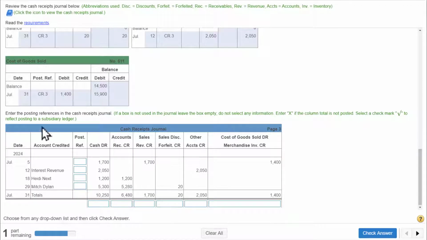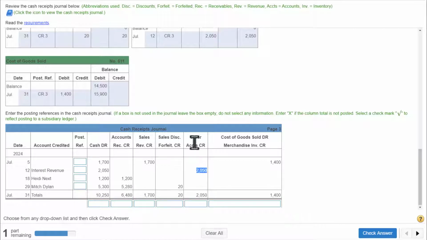All right. Enter the posting references. So here's our cash receipts journal. Now that we posted to the subledger for AR, and we posted all these totals, we need to tell anyone else reading this that these totals have been posted, so don't post them again. So I always like to start with the one that's easy to miss.